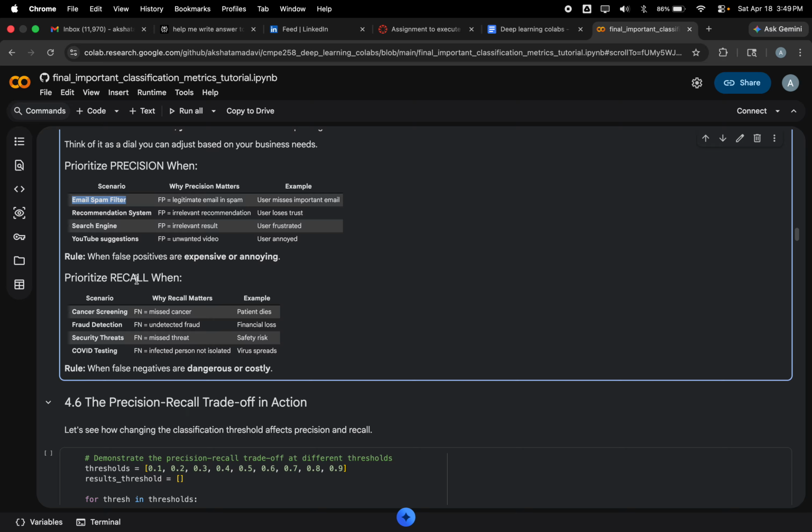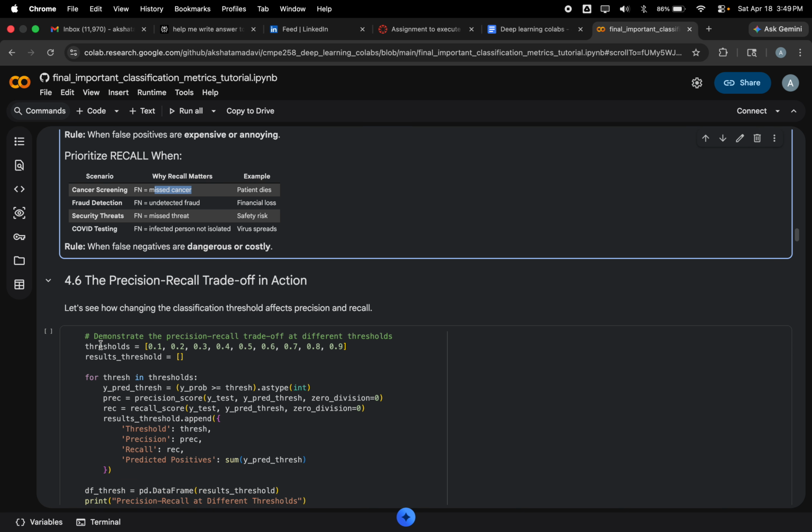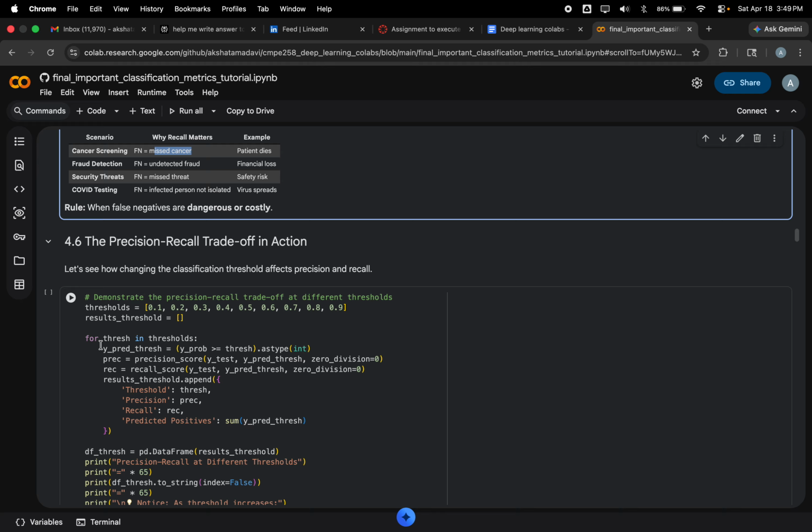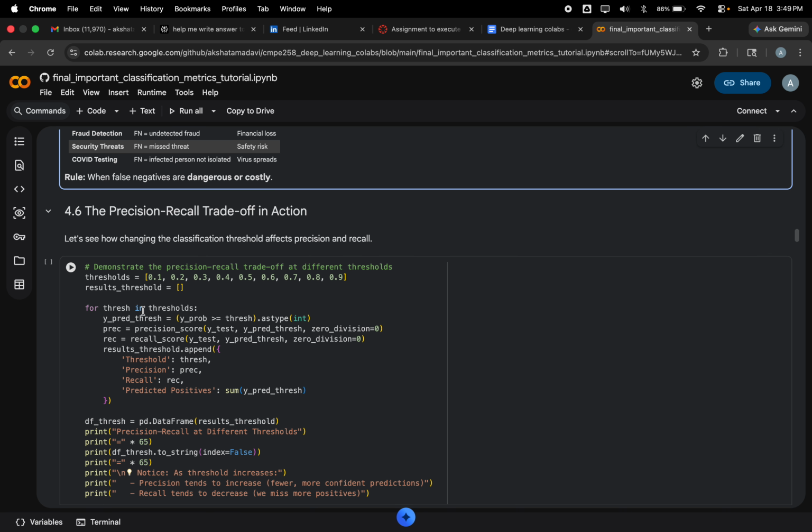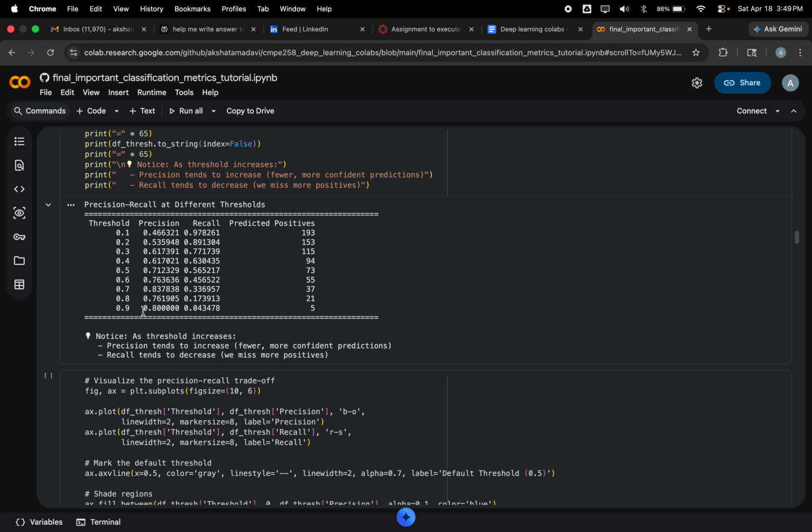And on the other hand, recall is used when false negatives are dangerous or expensive. So cancer screening, any disease screening, you don't want to miss any patient who has cancer but was not detected. Fraud detection, security threats, COVID testing, like that. Now let's see how changing the classification threshold affects precision and recall.